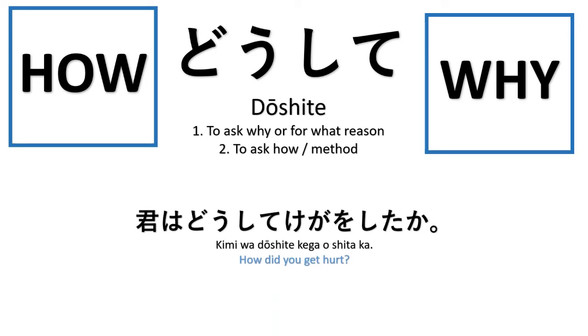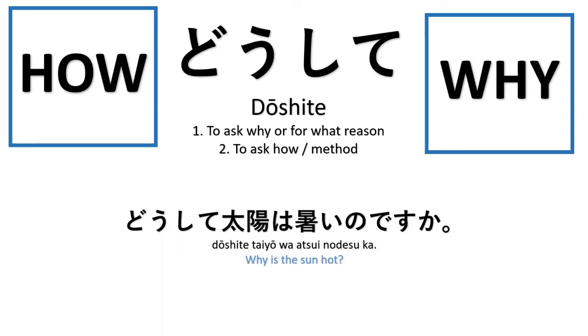君はどうして怪我をしたか? How did you get hurt? Last example. どうして太陽は暑いのですか? Why is the sun hot?